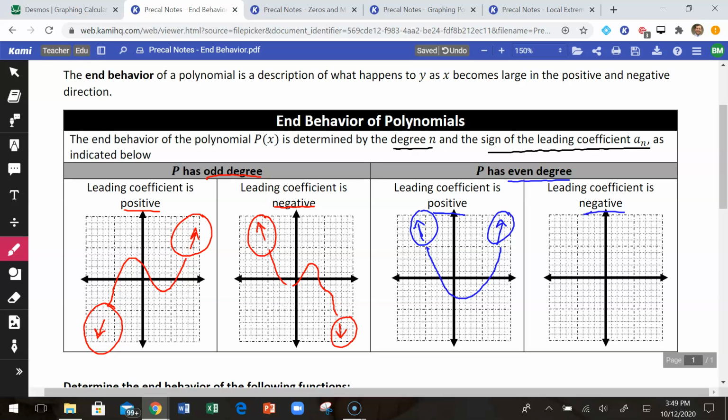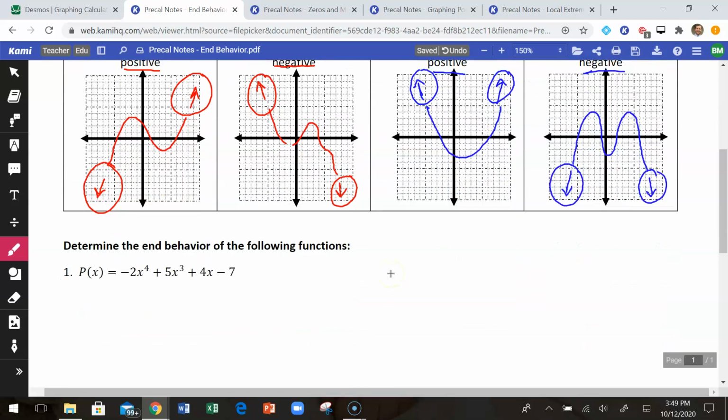Again, even degree, but negative, that means our end behavior is down and down. It could be doing something like this, in which case our end behavior is down and down. So that leading term, both the degree and the coefficient, will help you determine what the polynomial is supposed to be doing as you go forever to the left and forever to the right.